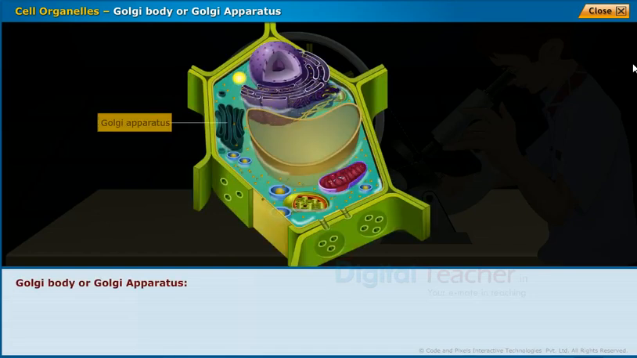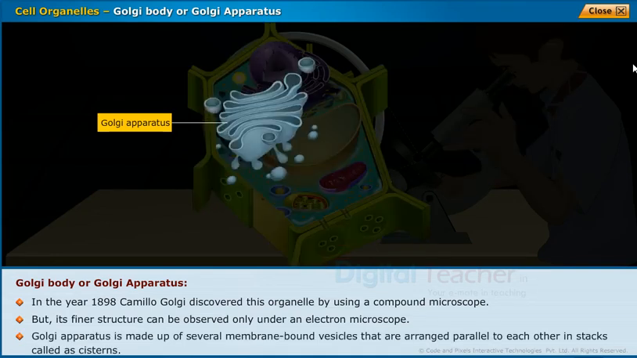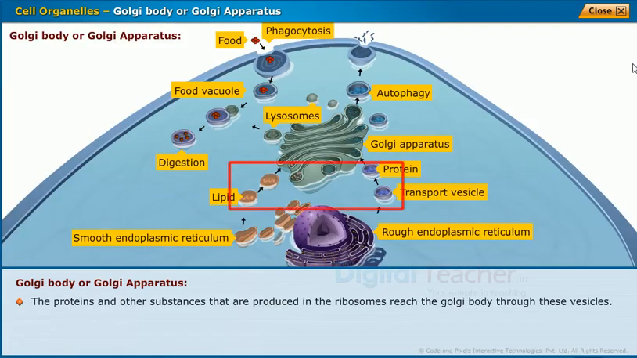Golgi body or Golgi apparatus. In the year 1898, Camillo Golgi discovered this organelle by using a compound microscope. But its finer structure can be observed only under an electron microscope. Golgi apparatus is made up of several membrane-bound vesicles that are arranged parallel to each other in stacks called cisternae. The proteins and other substances that are produced in the ribosomes reach the Golgi body through these vesicles.